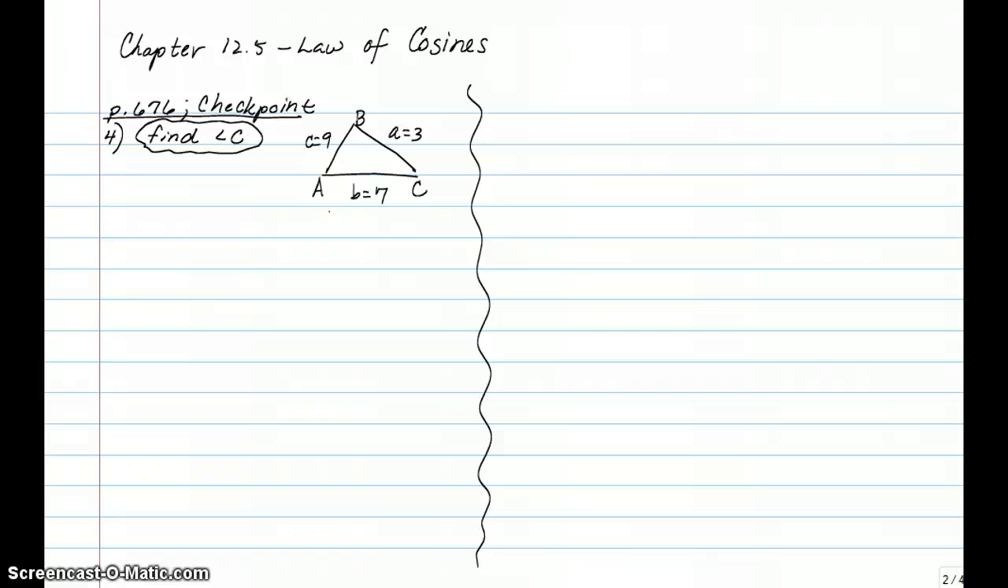So label your triangle ABC, just draw any old triangle, just try to make sure it doesn't look right, because law of cosines is used with non-right triangles. Make sure your A is opposite your side of A equals 3, that your angle C is opposite the side of C equals 9, and that your angle B is opposite your side that equals B equals 7. Okay, now again, we're finding C. That's what the problem is asking for.